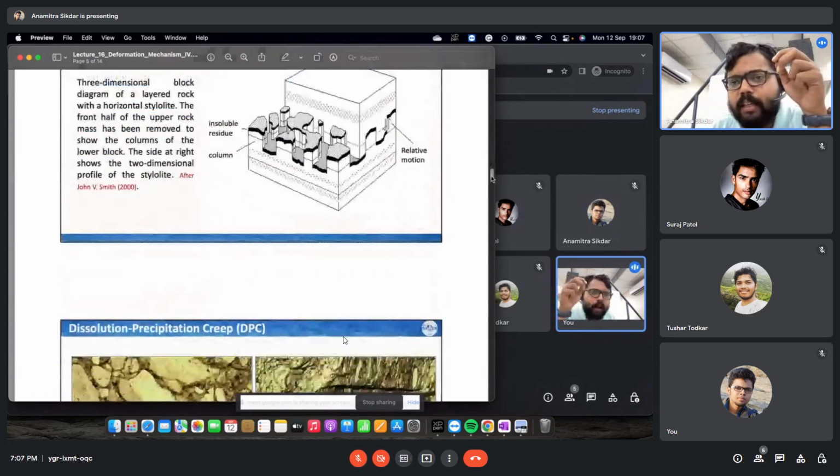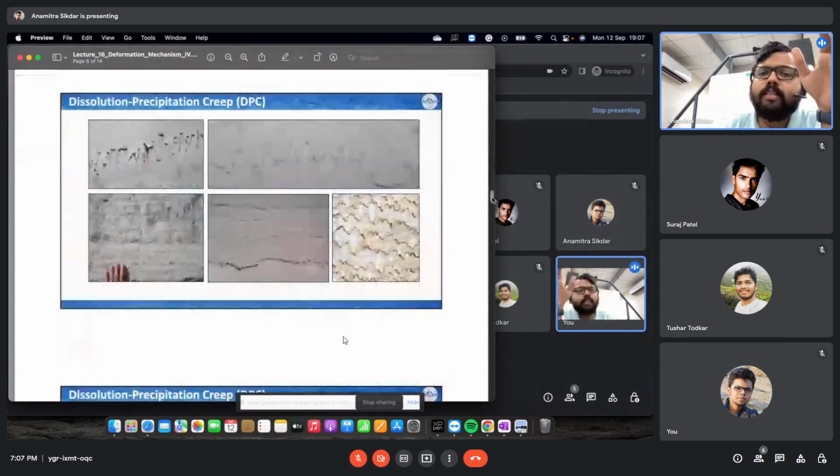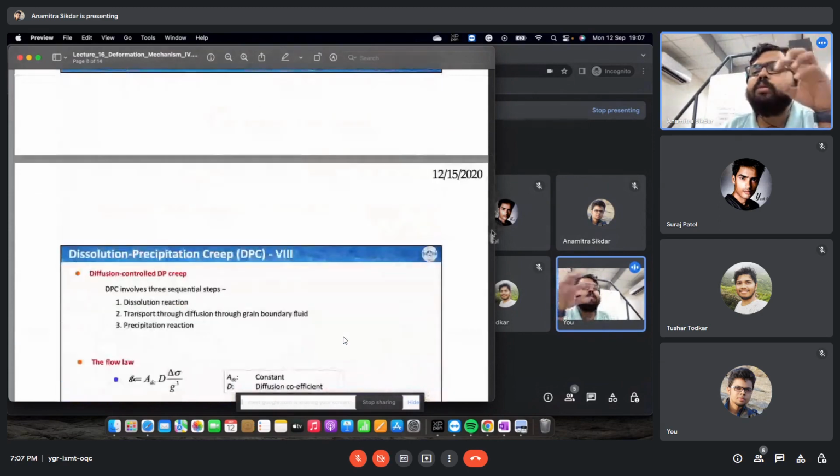And the other part is diffusion creep, where the vacancies move maybe through the grain, or maybe along the boundary of the grain. If it moves through the grain, we call it Nabarro-Herring creep.